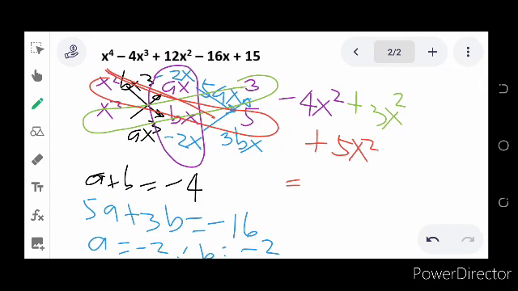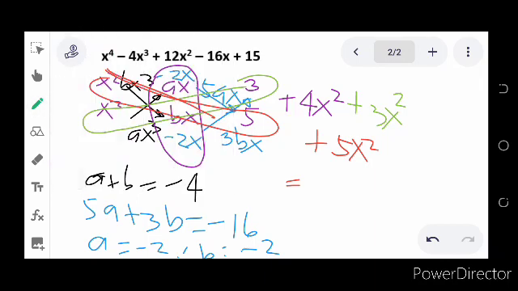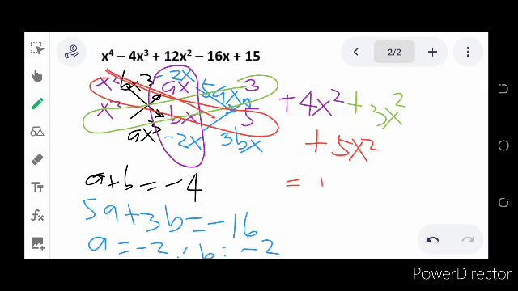This is positive, by the way, because you have two negatives. Sorry for the wrong sign. So going back, you add 4 plus 3, that's 7, plus 5. This gives you 12x squared, which is the same here. Therefore, your factors are correct.